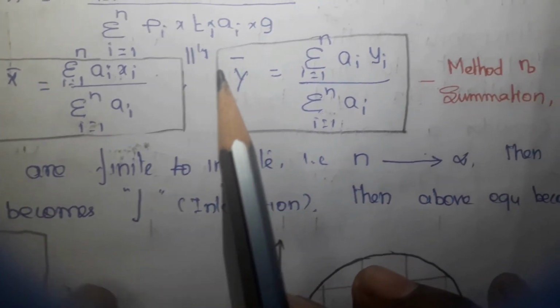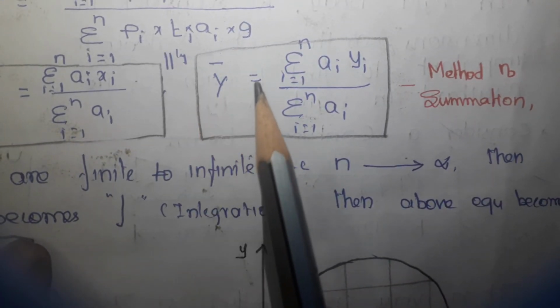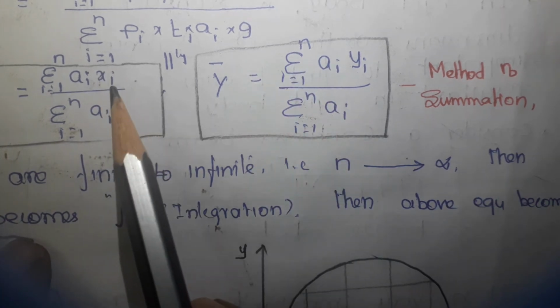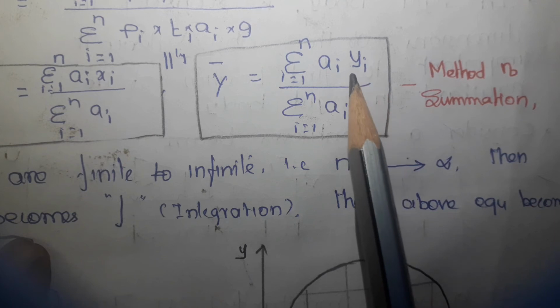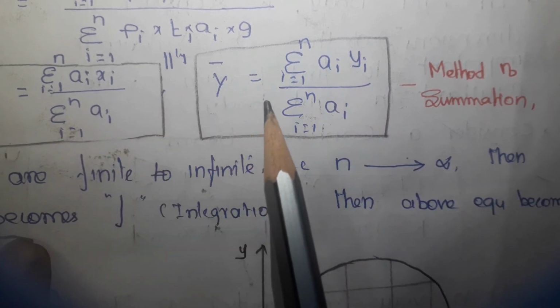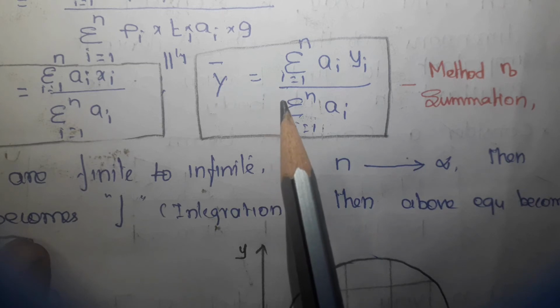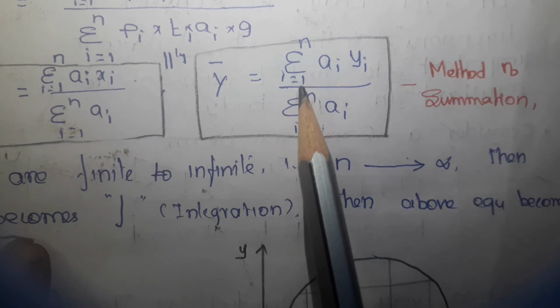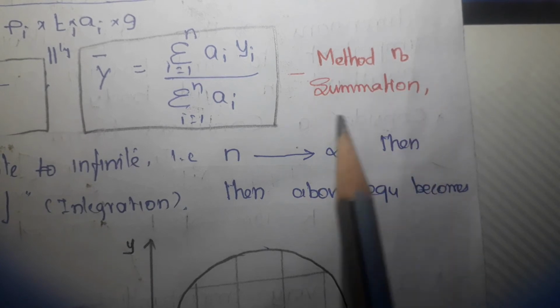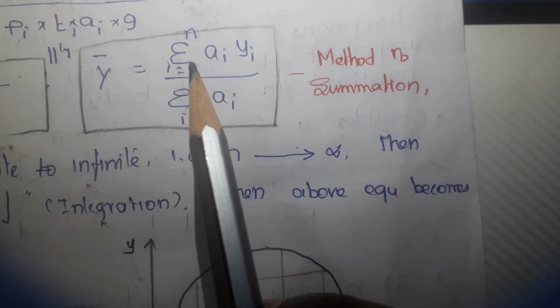In the similar manner, you can get the answer for y bar also, but in the place of xi, you have to substitute yi. Okay. So these two are the equations used for finding the location of centroid or center of gravity, x bar and y bar. These two are called the method of summation, because here we have used the symbol summation.